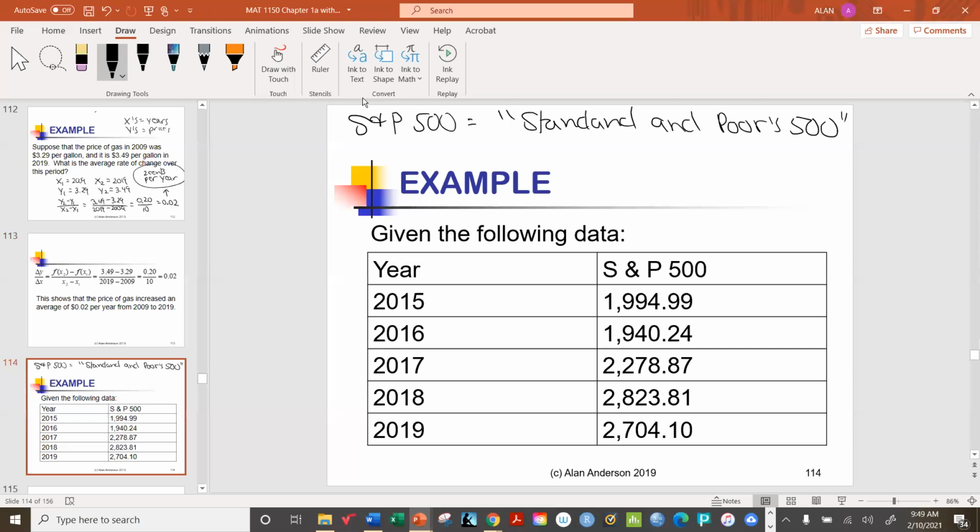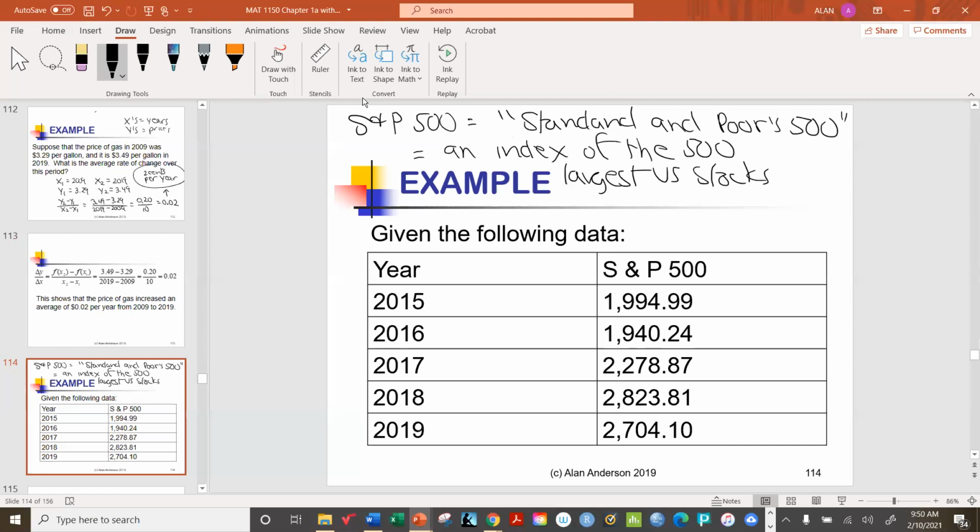And it's an index created from the 500 largest US stocks. So in other words, they take a very complicated formula and then they take all the prices of these stocks and they turn it into a single number, which is very, very widely watched on Wall Street, by the way. If this number is going up, that means the economy is doing well, the market's doing well, everybody's happy.